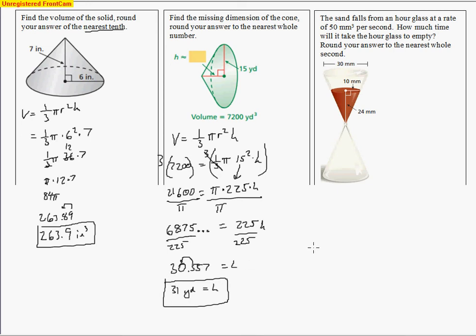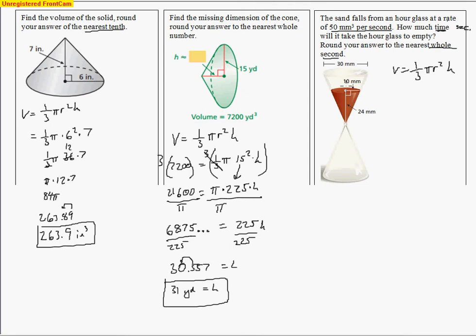So moving on to the next problem, it says sand falls from an hourglass at a rate of 50 cubic millimeters per second. How much time will it take the hourglass to empty? Okay, time is what they want. They don't specify the units of time, so we're going to change it to seconds because they give us the rate in cubic millimeters per second. It says round to the nearest whole second. So we're going to go ahead and find the volume first. Volume equals 1/3 pi r squared h.